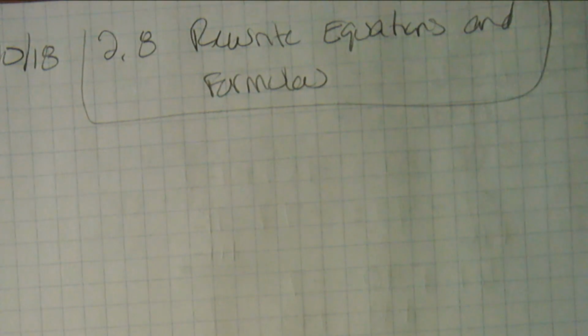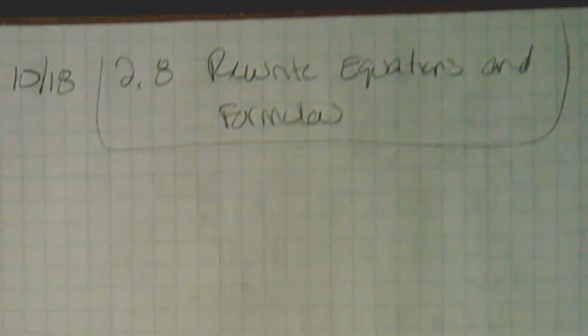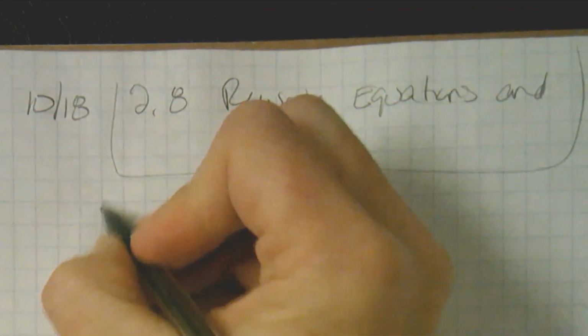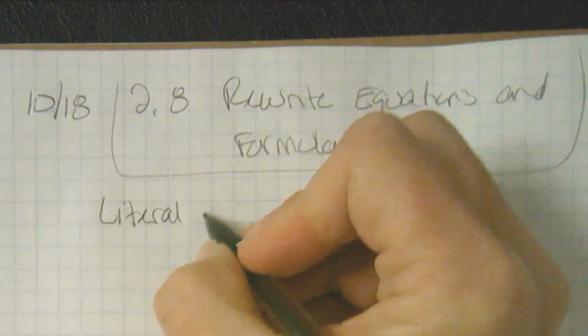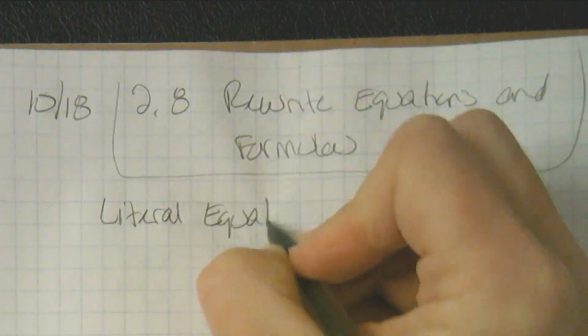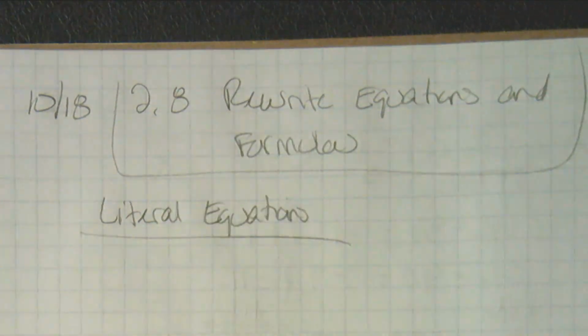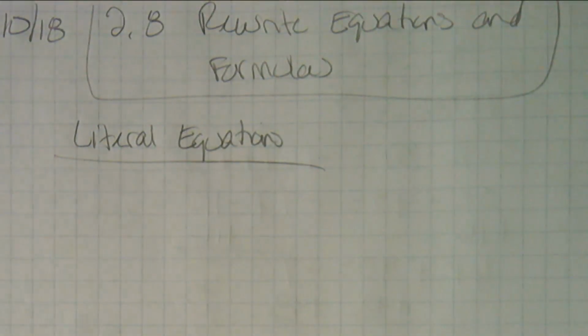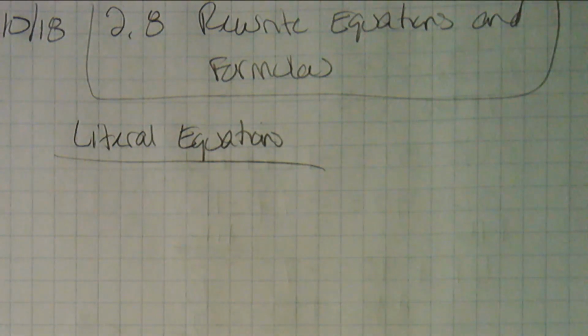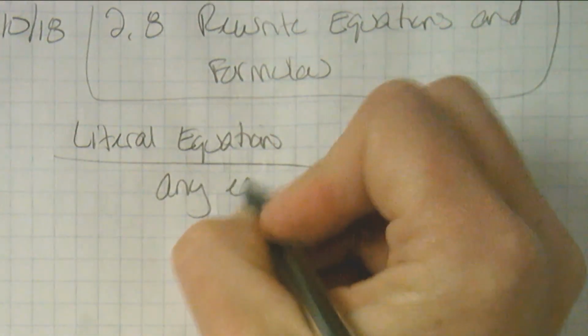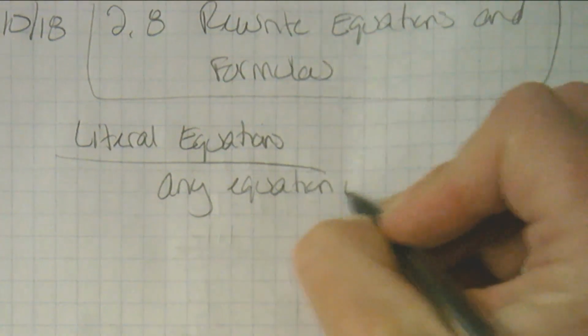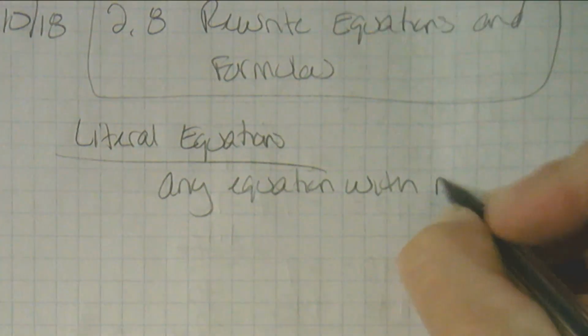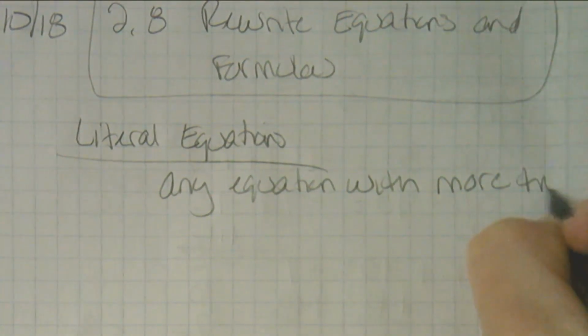There are things called literal equations. These are not new to you. You've used these quite a bit. Some of them you've seen before. Some of them you probably haven't. Literal equations are any equation with more than one variable.